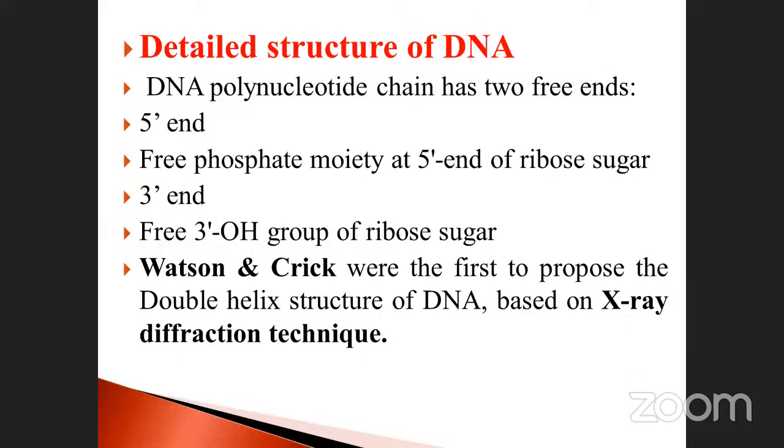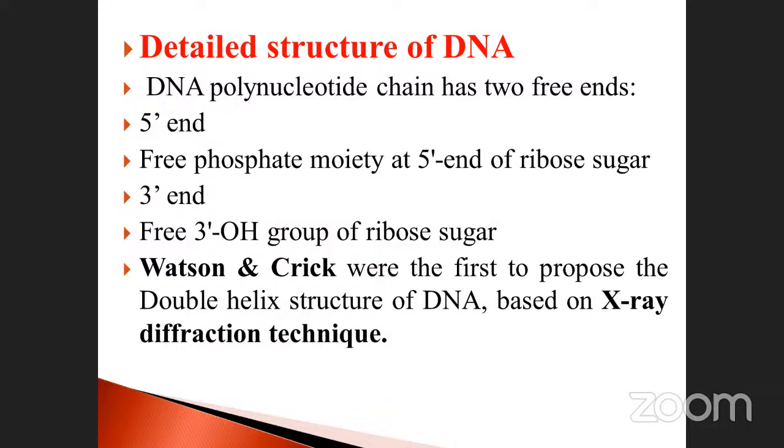Okay, see that one. Detailed structure of the DNA. What are the parts the DNA molecule contains? Already we discussed it simply, but here we are going to discuss it very deeply. Okay, clearly watch it, my dear students. A DNA polynucleotide chain has two free ends. Already told you, one is the 5' end and the other is called the 3' end. The free phosphate moiety is at the 5' end. Note it down, my dear.